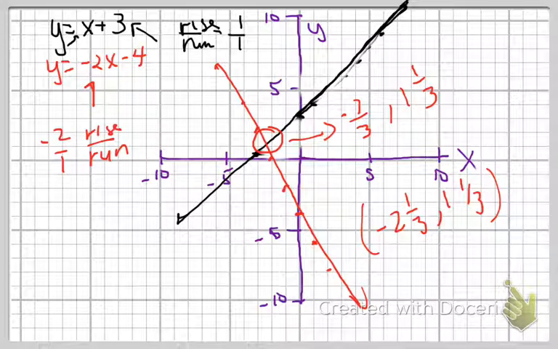This is called a single point solution. And that's how we do this.